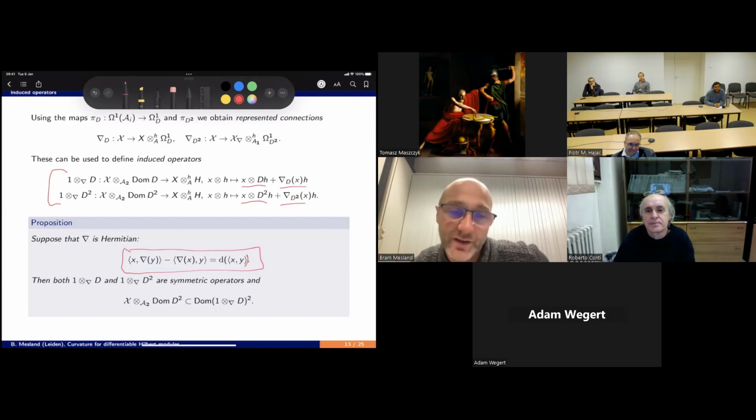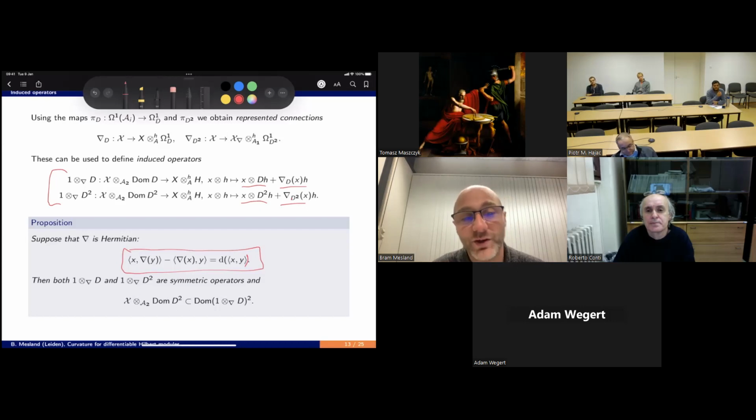So this is the Hermitian law, also familiar from algebraic setups. And if you have that, then you can check that these induced operators are actually symmetric. I am deliberately not saying anything about self-adjointness here because that doesn't come for free. You need some extra axioms on your module, which I will not bother you with. But maybe the good news is that for this talk, we don't need that.